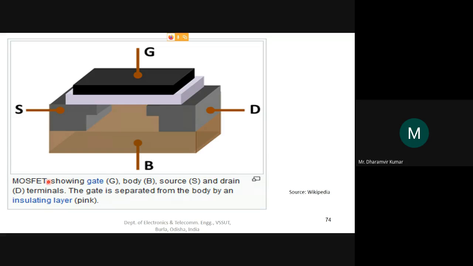So this is the MOSFET showing gate, body. Remember this, the bulk or the body or the substrate. So this is the substrate area. This is also known as the body or the bulk. So we have four terminals in a MOSFET device: the gate, the source, the drain, and the body. This figure I have taken from Wikipedia, so you can go to that particular page and look at it.